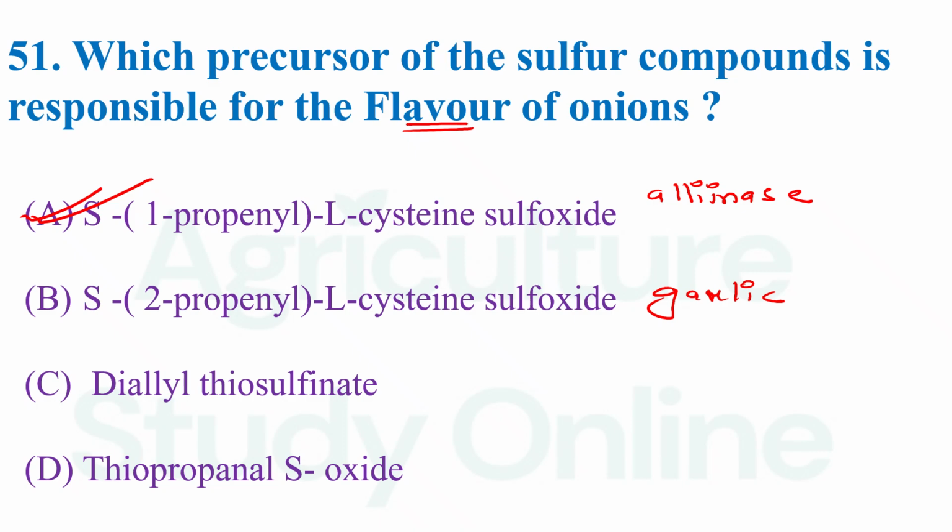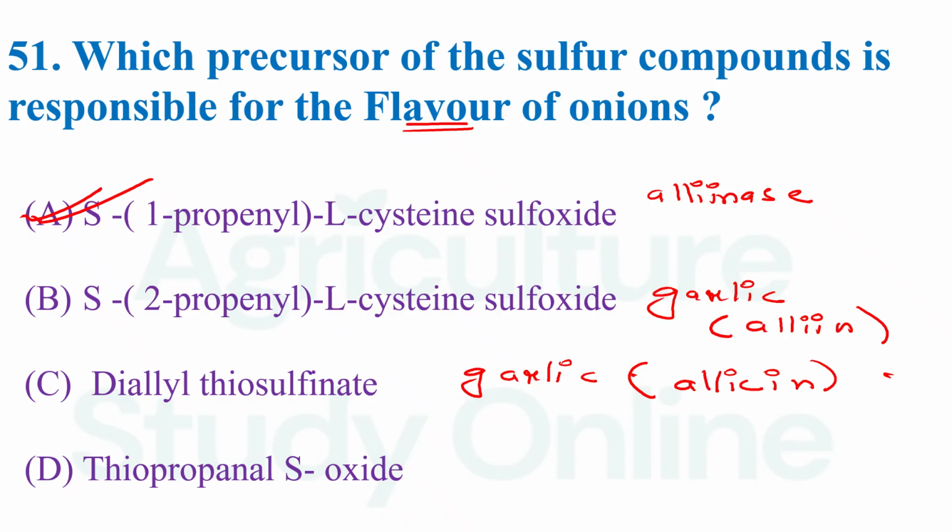Diallyl thiosulfinate is also present in garlic, but the enzyme responsible is alliinase, and it forms allicin. Thiopropanal S-oxide is a product, which is the reason why tears come out, so it's not a precursor. So over here, our correct option is option number A.